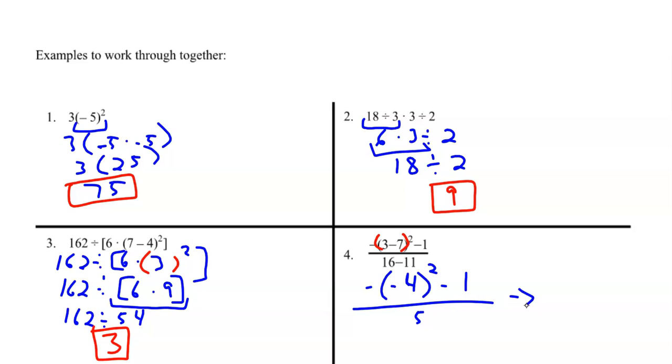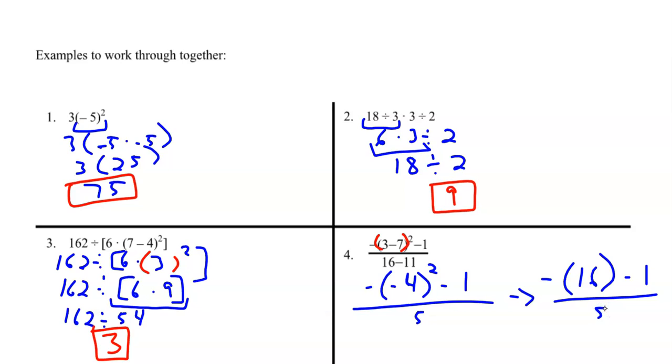Now, GEMS, I've done grouping. Now I'm going to do exponent. What is negative 4 times itself? So I'm going to keep that minus sign out there. And I'm going to say negative 4 times negative 4 is positive 16. All of that still has the minus 1 coming. And all of that's over 5.